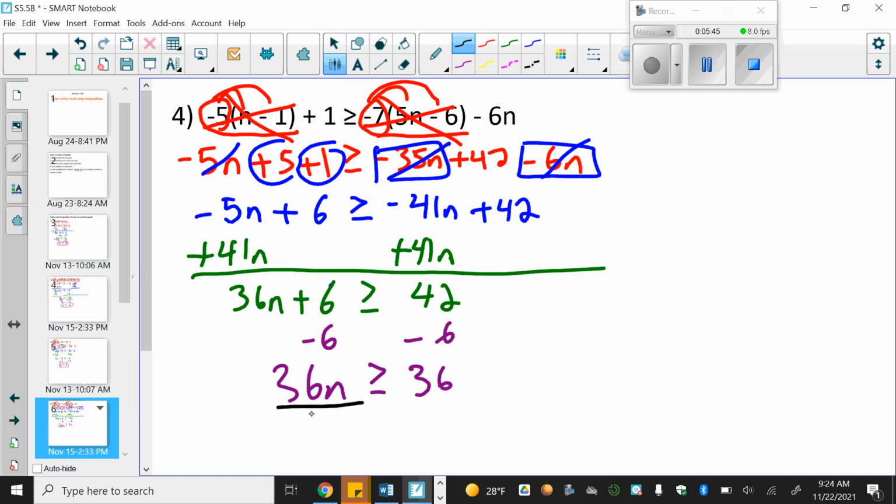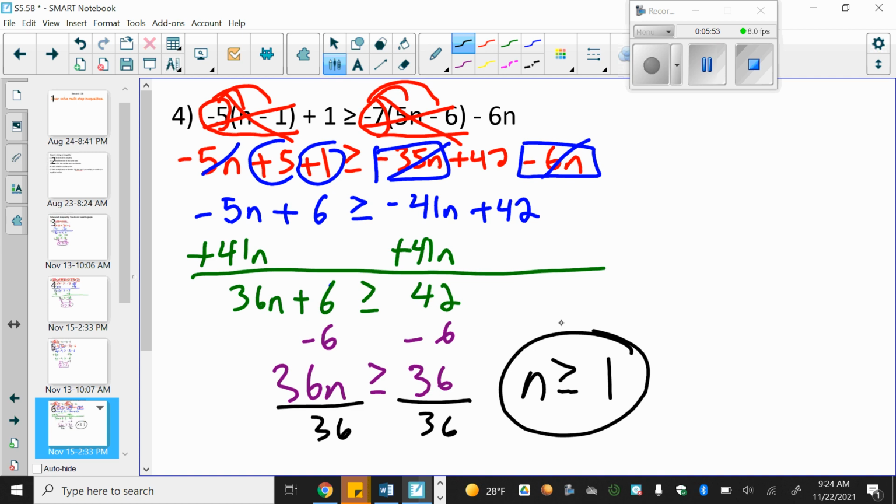And lastly, I'm going to divide by 36 on both sides. It's going to be n is greater than or equal to 1. That's my final answer. Sorry about that mistake, guys. Glad we had a chance to catch it.